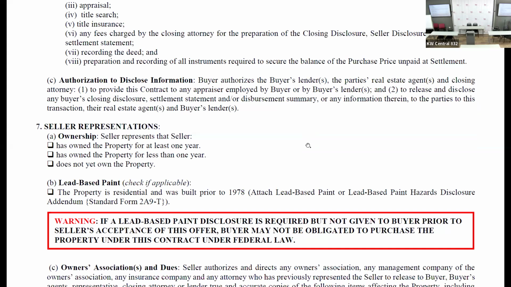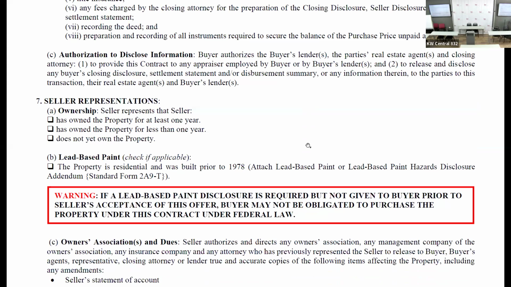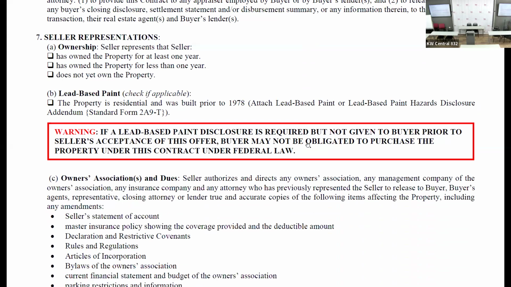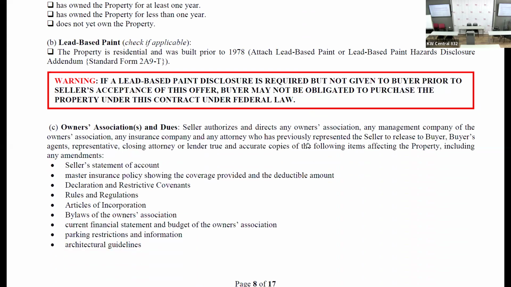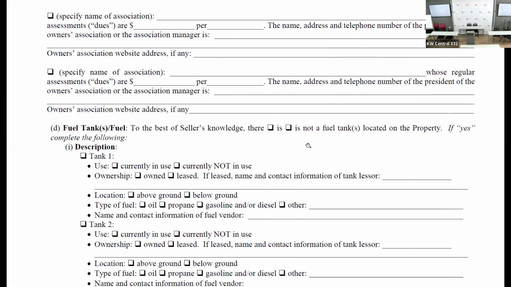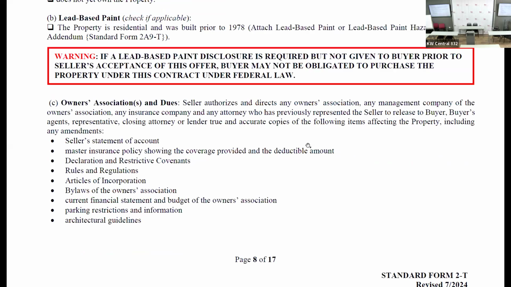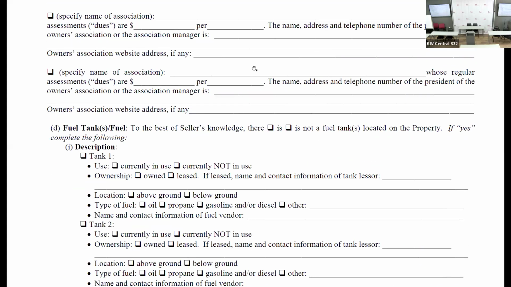Okay, seller representations. This is what the seller has to do. How long have they owned the property? Do they not yet own the property? Lead-based paint, that's a disclosure, that is an attachment. Owners Association and dues. If there are, let's disclose them here.